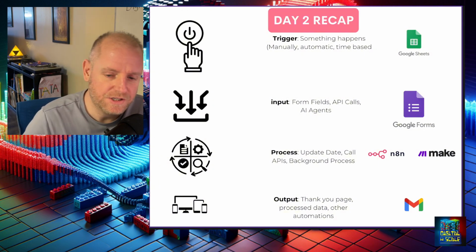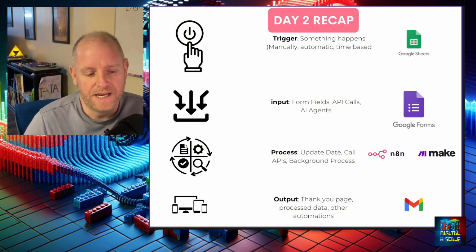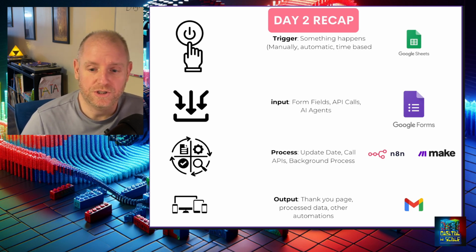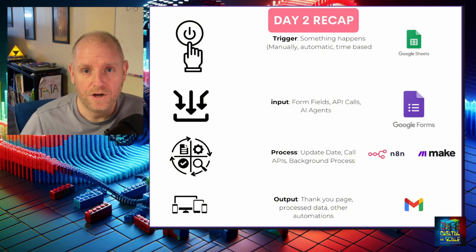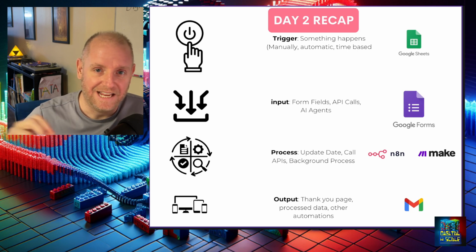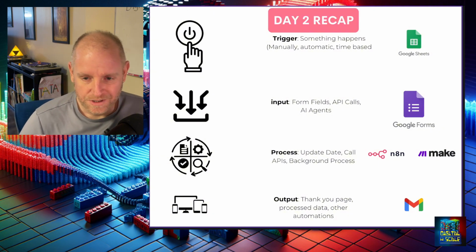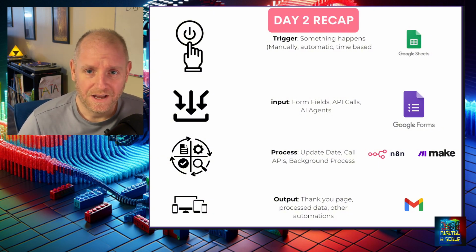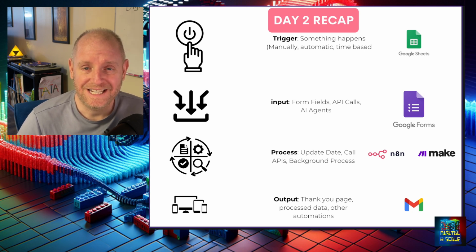So for just a little recap from yesterday, what we went over was how to set up a Google Sheet and a Google Form so that when new entries are submitted, it created an automation on N8N and Make to then send a thank you email from your email. So just a very quick automation that will get you a long way to be able to just send an email.